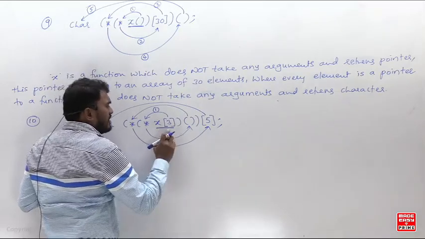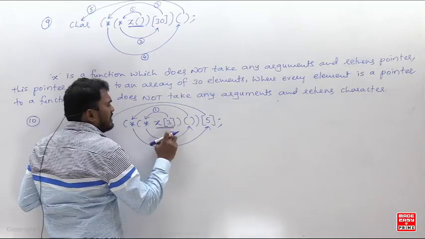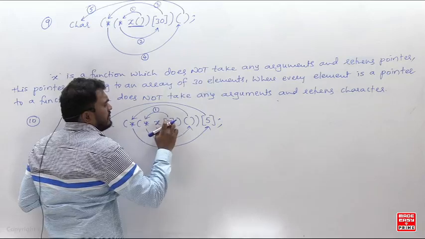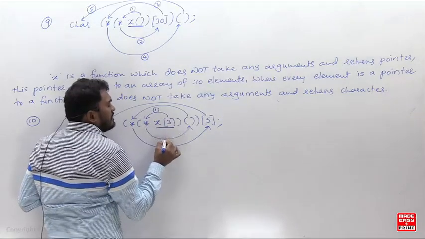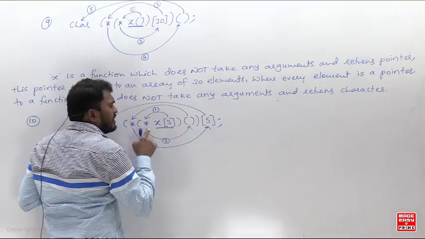Listen. So first you read this. X is an array of 3 elements. X is array of 3 elements where every element is what? Pointer. X is array of 3 elements where every element is a pointer. So it is a pointer, pointer to what? Pointer to a function. So every element is a pointer to a function.